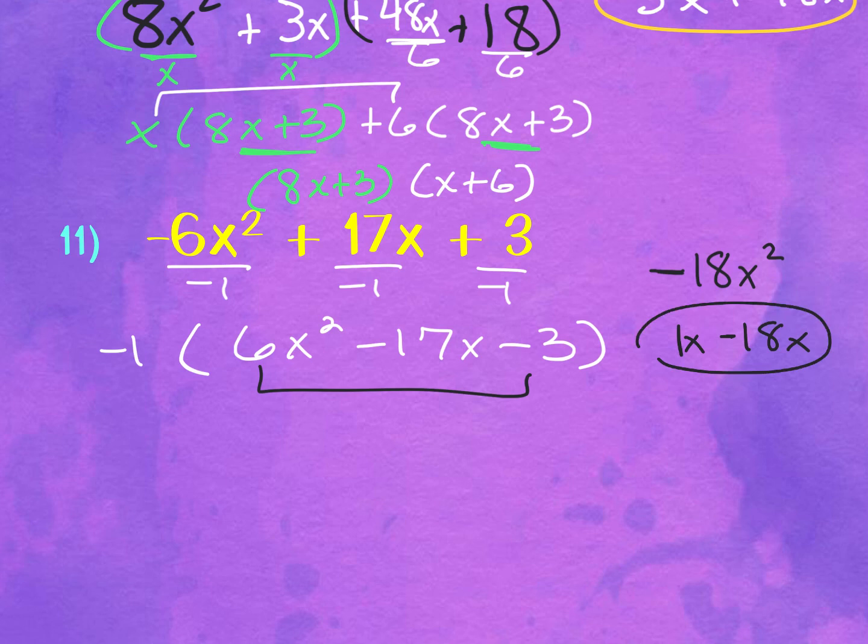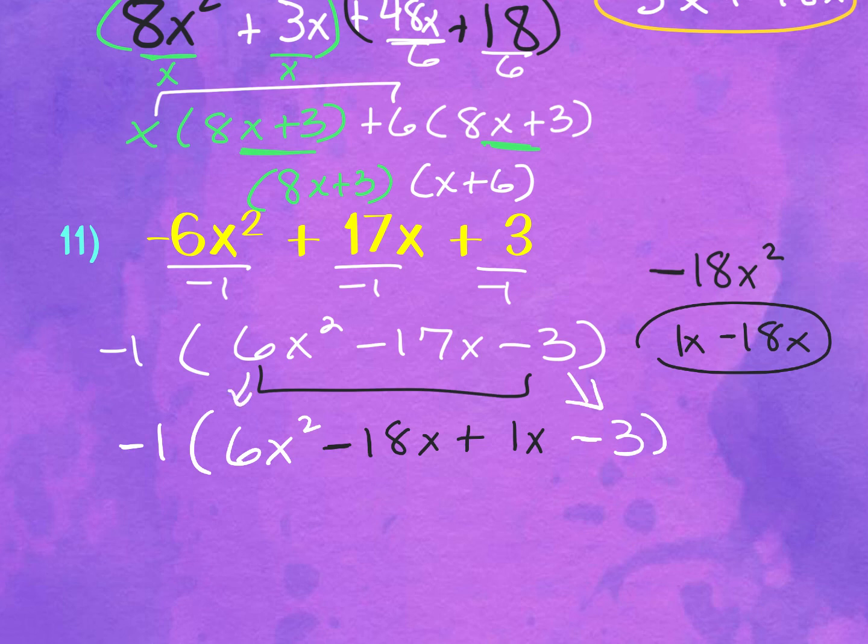So again, don't forget about your GCF you pulled out. So I'm going to rewrite the first term, the 6x squared. I'm going to replace the middle with the two factors I just found. And then rewrite the last term. So that goes there. And now I make my groups. So I'll make a green group here, yellow group here.